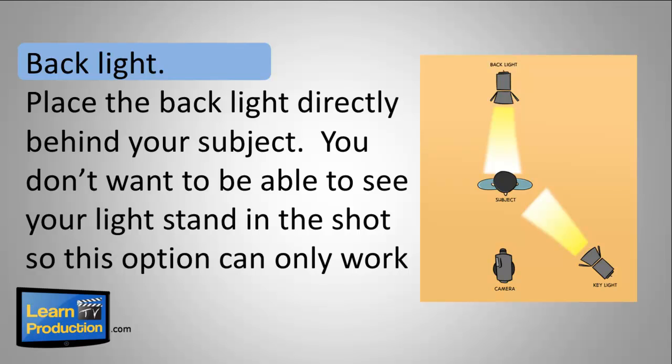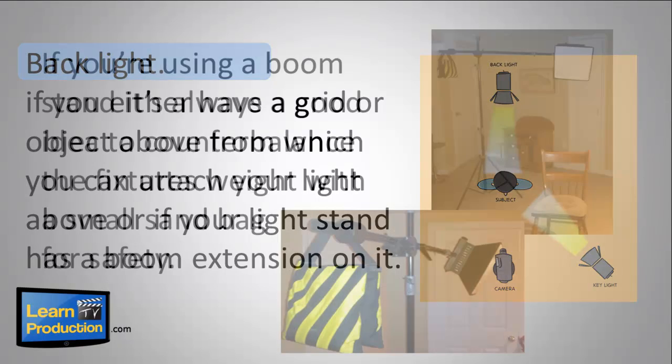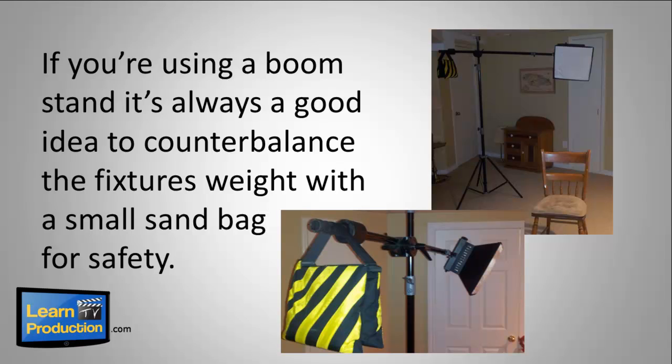Now your second choice would be to place the backlight directly behind your subject. You don't want to be able to see your light stand in the shot, so this option can only work well if you either have a grid above or an object above from which you can attach the light. Or if your light stand has a boom extension on it, you can use that. If you are using a boom stand, it's always a good idea to counterbalance the fixture's weight with a small sandbag for safety.